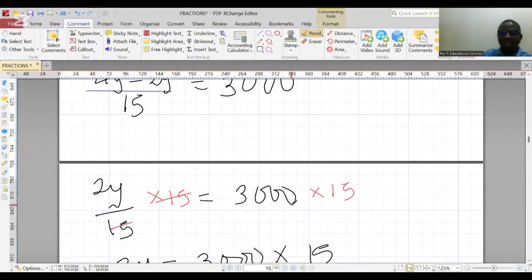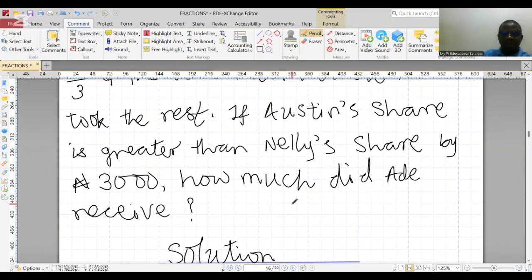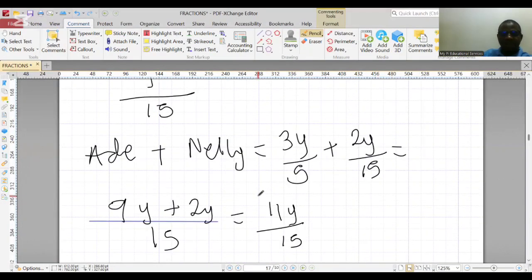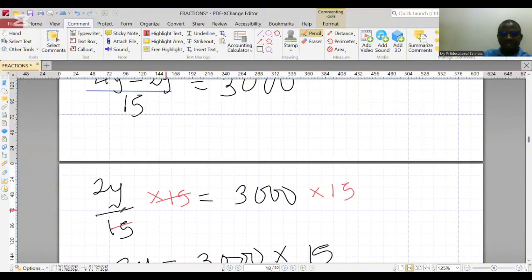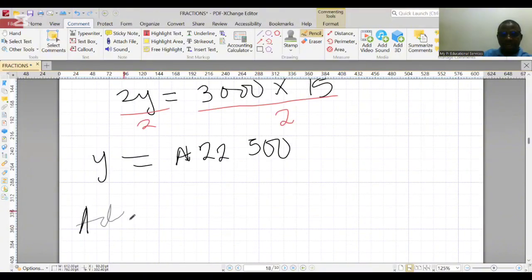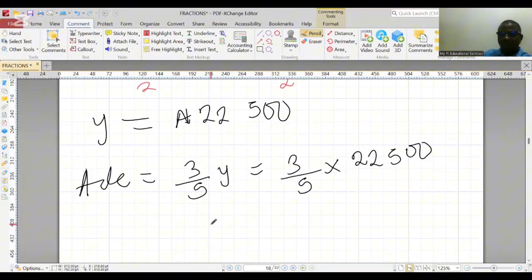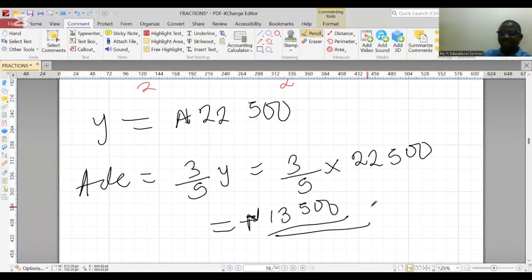So now the question says, how much did Ade receive? Don't forget, Ade received 3Y out of 5. So Ade's share is 3 out of 5 Y, which is the same thing as 3 out of 5 multiplied by 22,500. And when you put this on your calculator, you should have 13,500. So that is the amount Ade received.